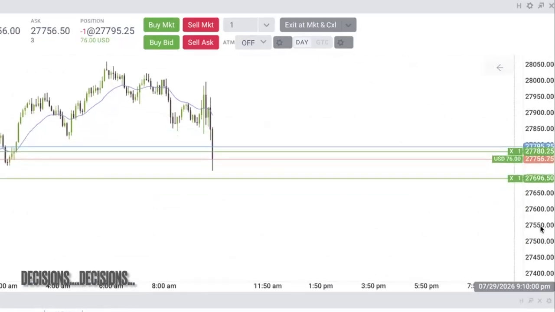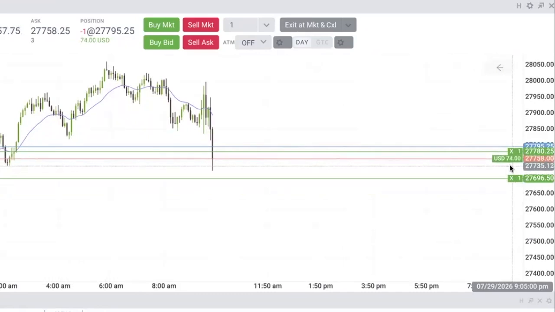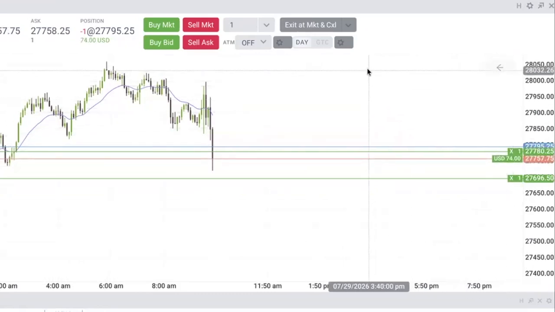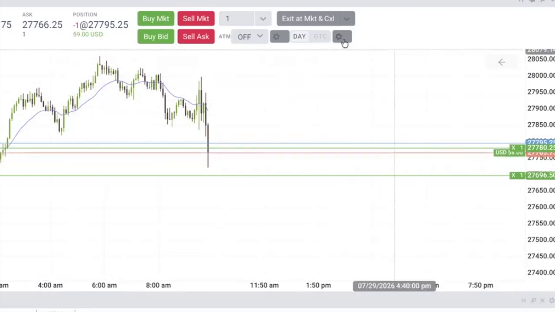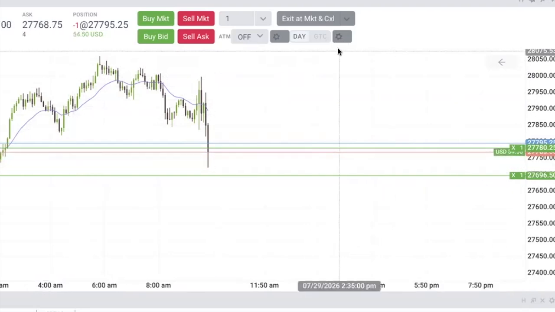Then we have a decision to make. We see that price is starting to push up. We have $76 right now. Is that worth risking? And so these are decisions that you've got to make while you're in the middle of a trade, and that's why it's important to practice and learn how price moves.